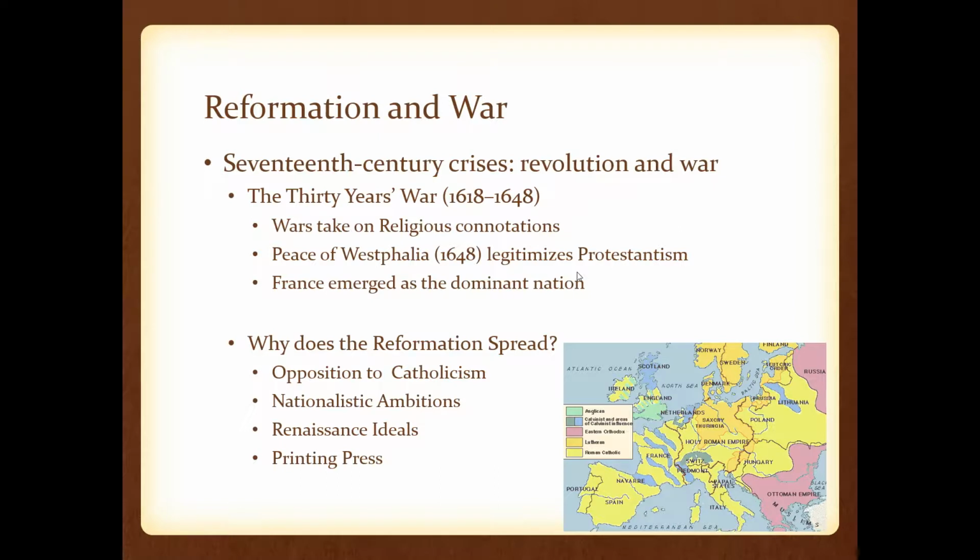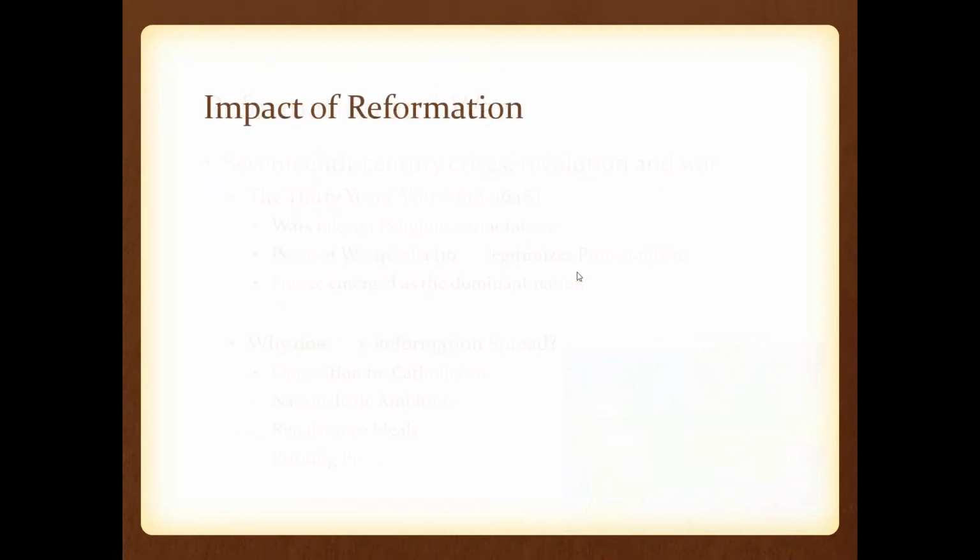The Reformation spreads quickly because you can quickly write these missives about how the church is wrong. You can write your ideas down very, very quickly, and you can spread them to the people in their own language. And so, these four reasons, the opposition to Catholicism, nationalistic ambitions, Renaissance ideals, and the printing press, are why the Reformation spreads so quickly.